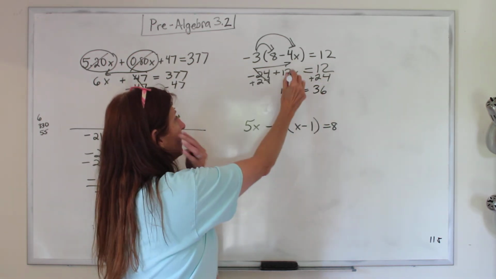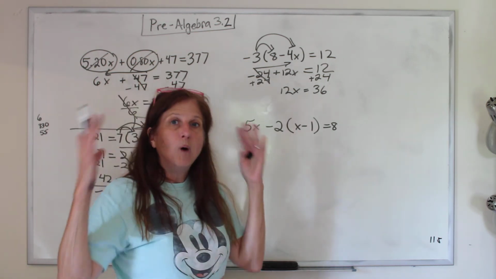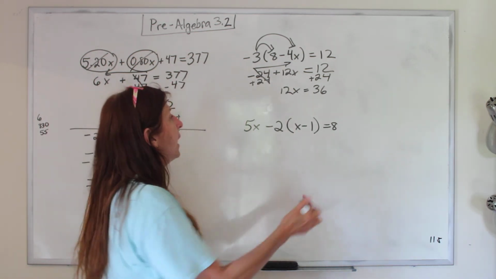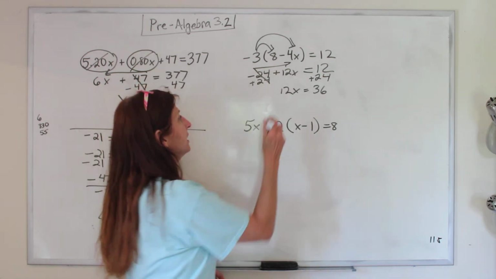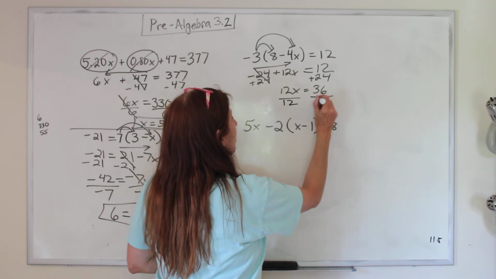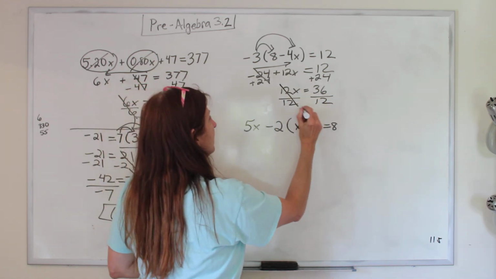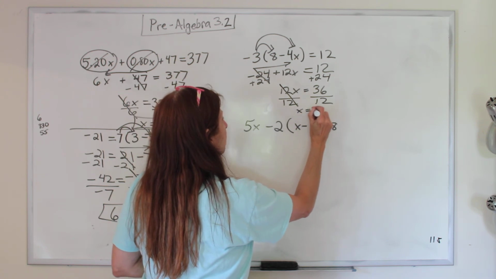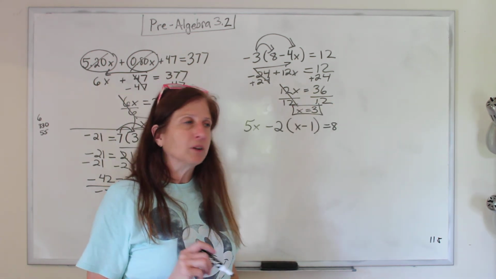Now, I brought down what I didn't mess with. Now I ask myself again, why is x not alone? It's being multiplied by 12. So we're going to do the opposite and divide by 12. What we do to one side, we do to the other. These cancel out. X equals 3. This isn't terrible, is it?